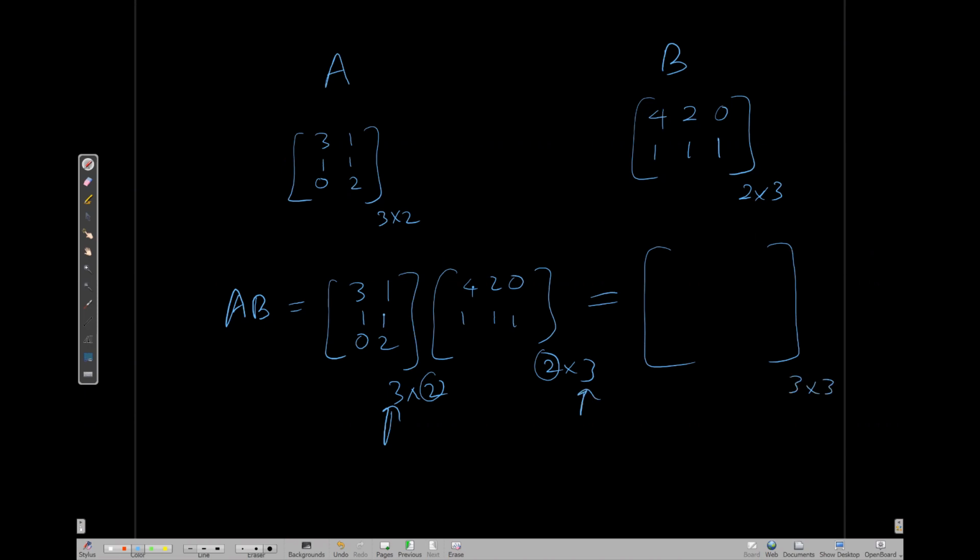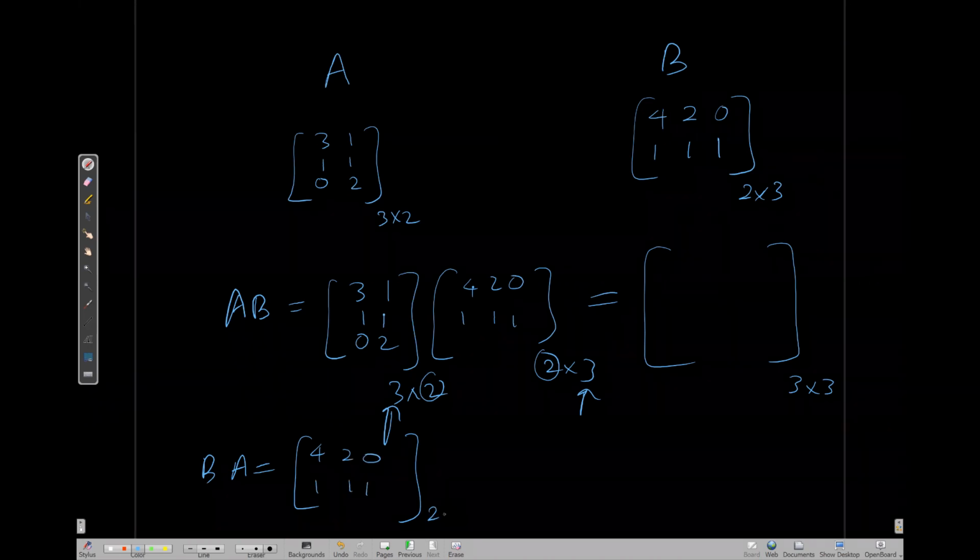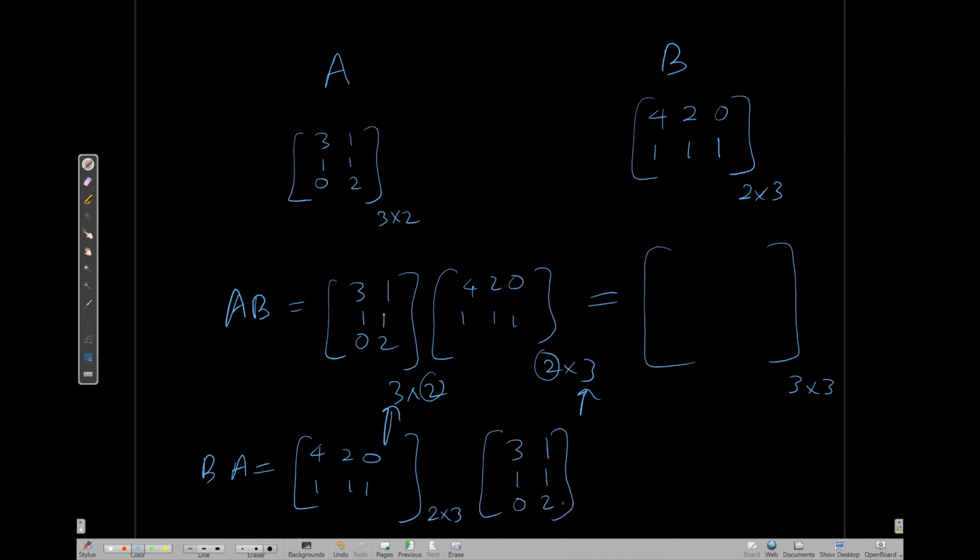If I want to find BA, I would write it the other way around. So B is 4 2 0, 1 1 1, which is 2 by 3, and A is 3 1, 1 1, 0 2, which is 3 by 2. These numbers agree, but this time the resulting matrix is this one times this one, so 2 by 2. And I'll leave it for you to find these two matrices, but let's do that.